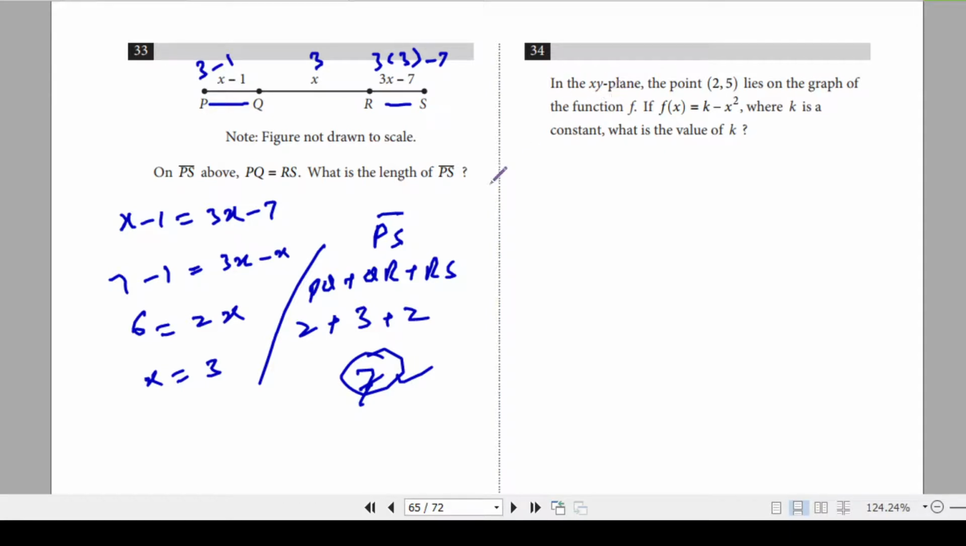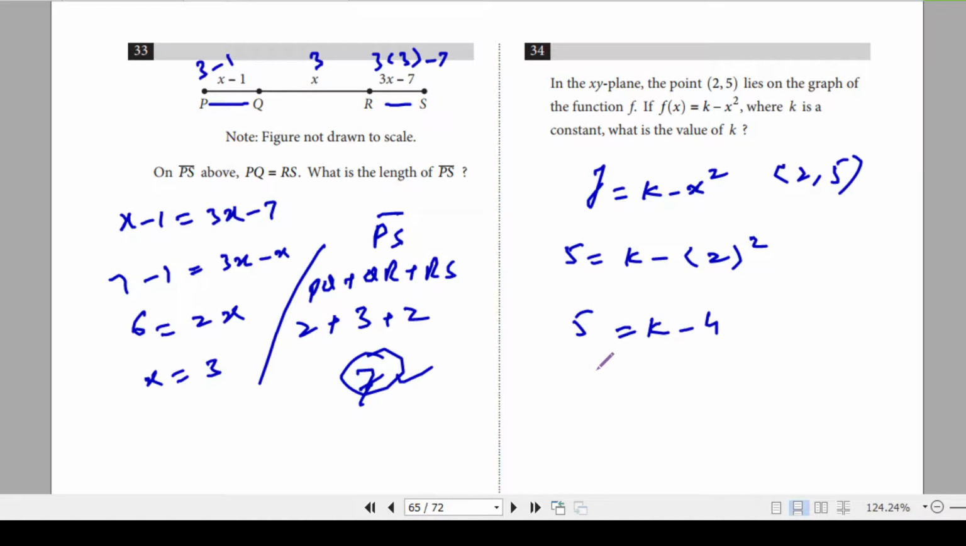34. In the xy plane, the point (2, 5) lies on the graph of the function f(x) equals k minus x squared, or y is equal to k minus x squared. Same thing. This is x, this is y. (2, 5) is its point. k is a constant. What's the value of k? All you need to do is put y is 5, x is 2, that is 5 is equal to k minus 4. 5 plus 4 is 9. So k is 9. Okay?